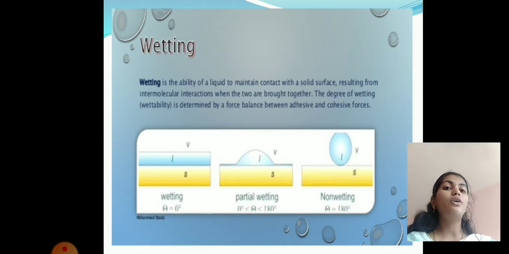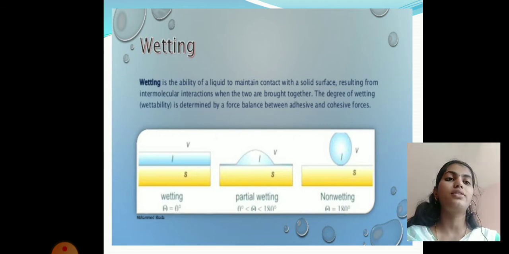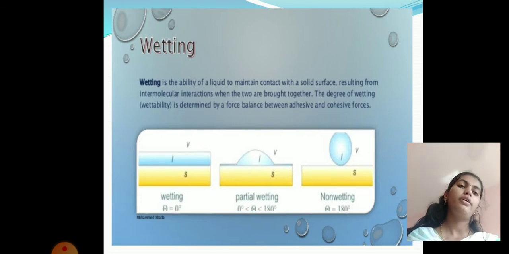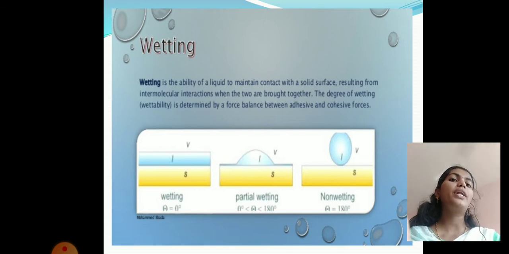And what is wettability? Wettability is the ability of a surface to contact with the liquid. In our language, simply, wetting means it's wet. Our cloth is wetted by the water. These are things we say in day-to-day life. Now, wetting is the ability of the liquid surface to contact the solid surface, and forces are balanced between adhesive and cohesive forces.